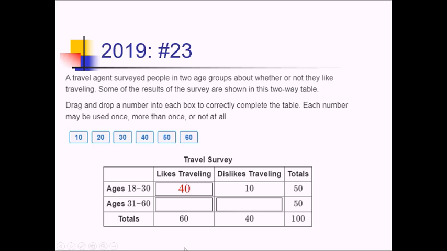And now I can go this direction here. What would I have to add to 40 in order to get 60? Well, that would be 20. And then what do I have to add to 20 to get the 50 over here? Alternatively, what do I have to add to 10 to get 40? Both cases, it's the same answer, 30.